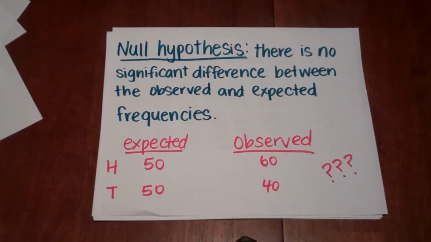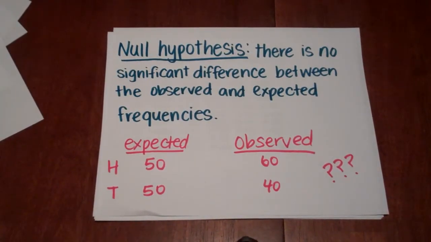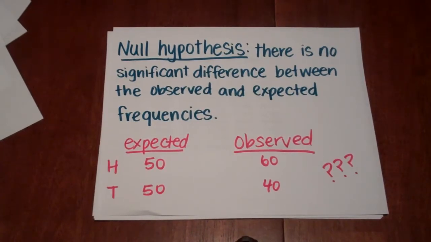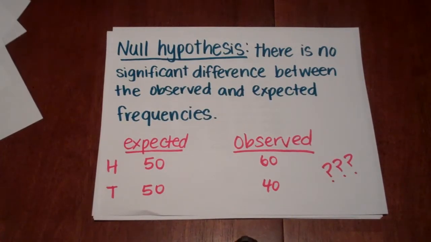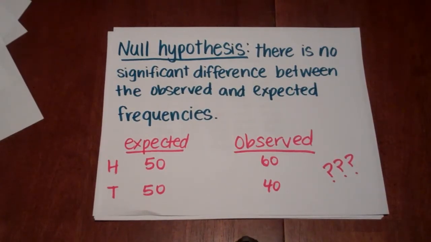What I'm thinking in my head about what will happen with the coins is called a null hypothesis. A null hypothesis is the theory that there is no significant difference between the observed and expected frequencies. If I'm flipping a coin 100 times and I get 60 heads and 40 tails, that is the observed values that we get in an experiment. But there are also expected values because you know that it should be 50 heads and 50 tails probability.